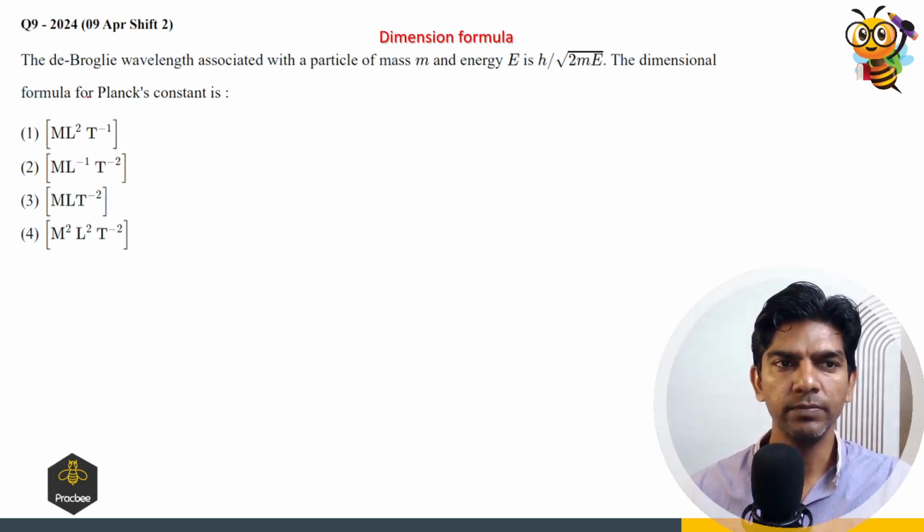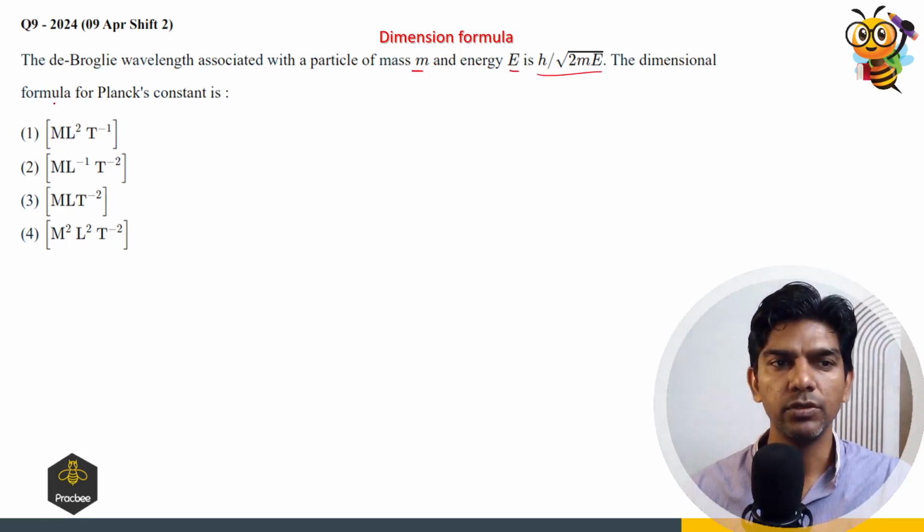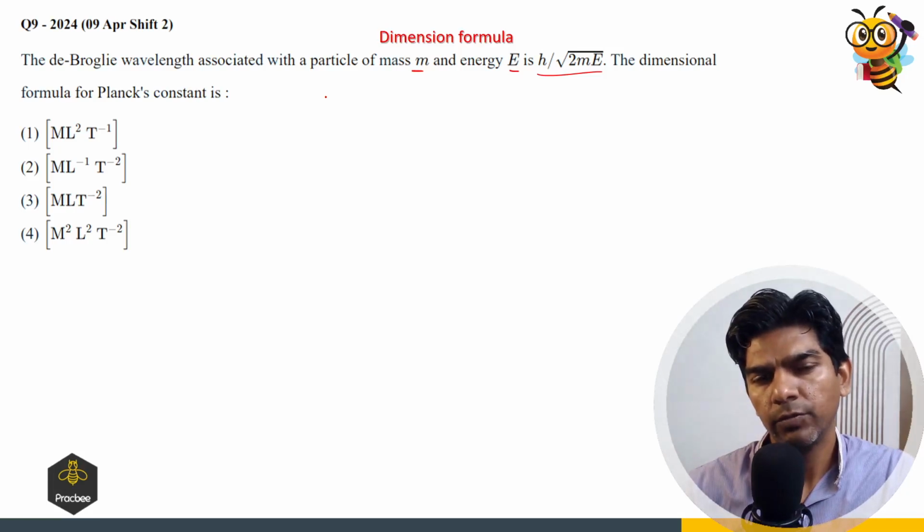Now let us see this question. The de Broglie wavelength associated with a particle of mass m and energy E is given by h upon root of 2mE. The dimensional formula for Planck's constant is, okay, right? So we have to find the dimensional formula for Planck's constant. We can use any formula. You don't have to use this formula.